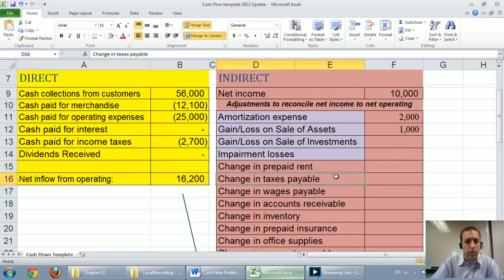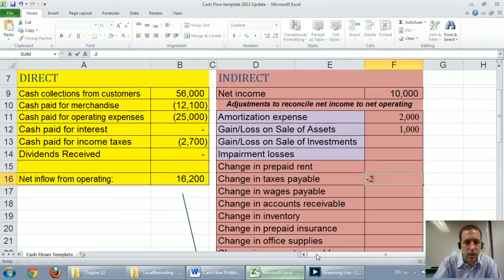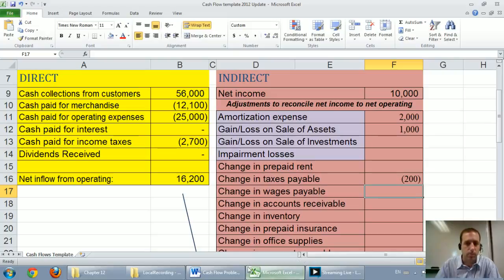They didn't have prepaid rent, but they did have taxes payable. Let's have a look at our taxes payable. Our taxes payable went from 1,200 to 1,000. They went down by 200. And you've got to say to yourself, why did taxes payable go down? Well, taxes payable goes down because you pay your taxes. So that $200 that it went down is bad for your cash. I mean, it might be good for your standing with the government to pay your taxes, but it's bad for your pocketbook. You cost yourself $200. So this is a negative $200 impact on cash.